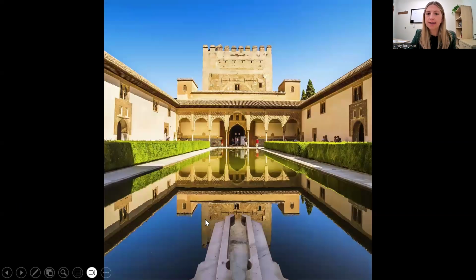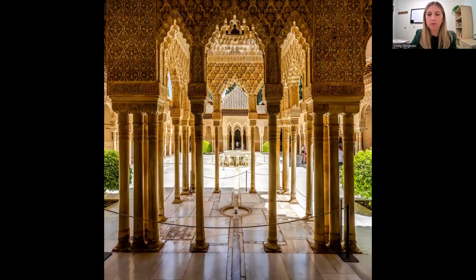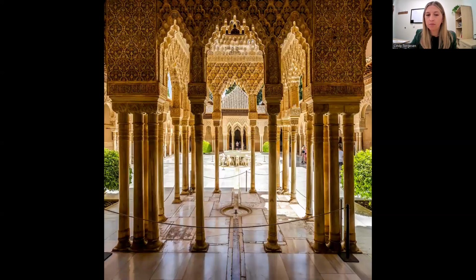Here's another picture, again, these huge water pools that reflect the light, but again, this water is reflective of this idea of paradise. And here's another example of a courtyard. And here's a close-up of the Court of the Lions. And that's all of our images from Alhambra. Now we're going to move on to our next work of architecture.